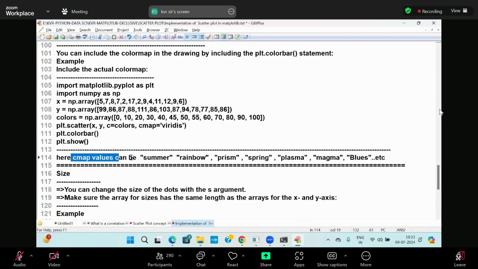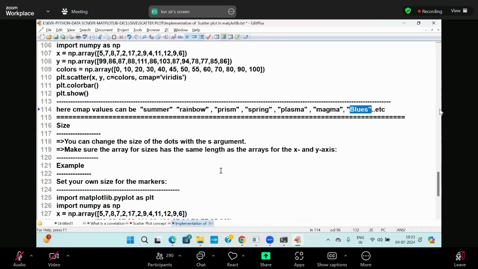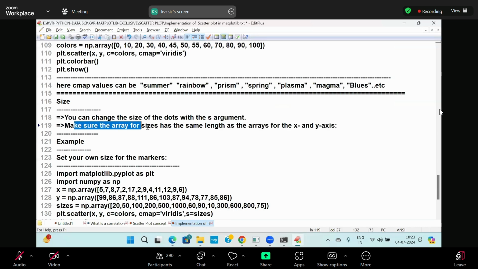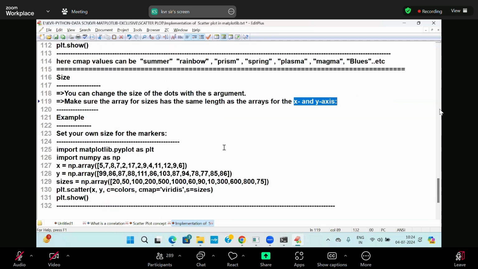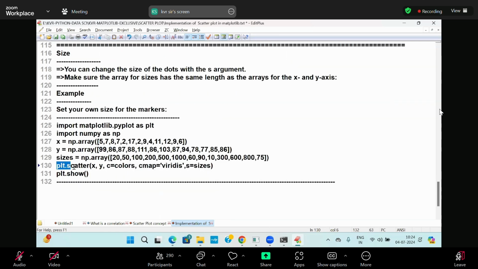Here, cmap values can be Viridis, summer, rainbow, prism, spring, plasma, magma, blues, etc. You can change the size of dots with an argument, like ms, marker size, or line width. Dot size and color also you can increase. Make sure that the array has the same length as the x and y axes.